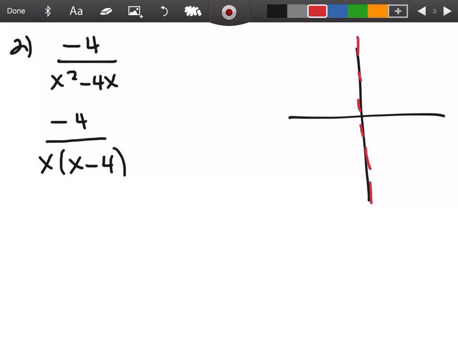And the other one's going to be when x is 4. Because think about that, right? When x is 4, that would make 4 minus 4 zero right here. That would make the denominator 0. We can't let that happen. So I'm going to have another asymptote at 4.